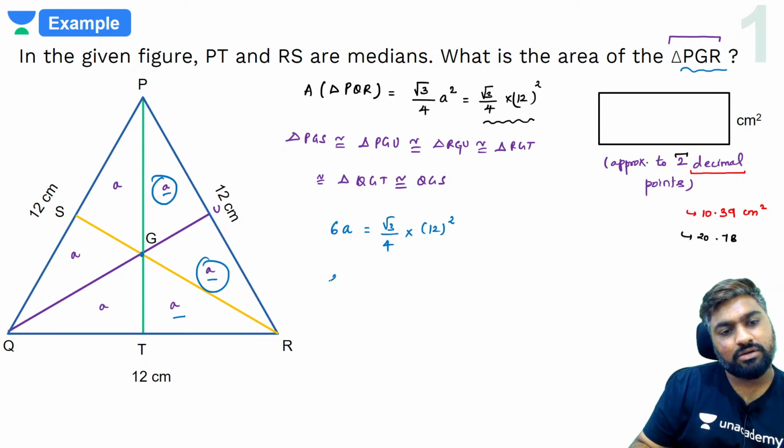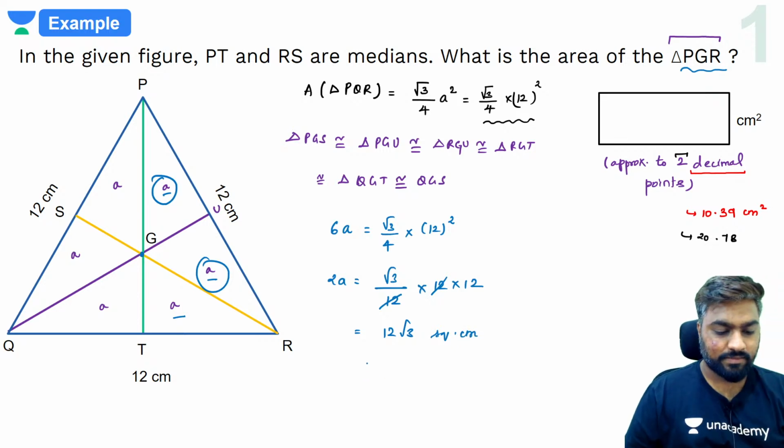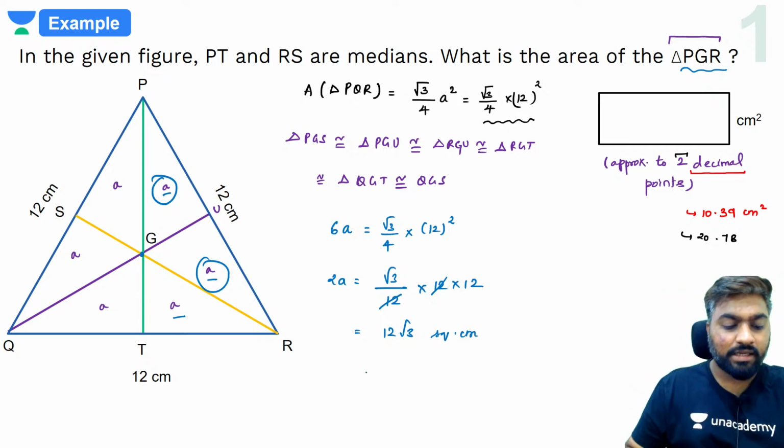So what will happen? 2 times A will be root 3 by 4 into 12 into 12 into 12 divided by 3. So what happens? Your 12 gets cancelled. You have 12 root 3 square centimeter as the answer. Got it everyone, guys?